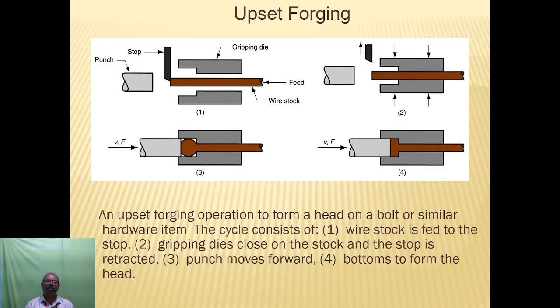So this figure shows the working of upset forging. Initially, the first one shows wire stock being fed into the machine.